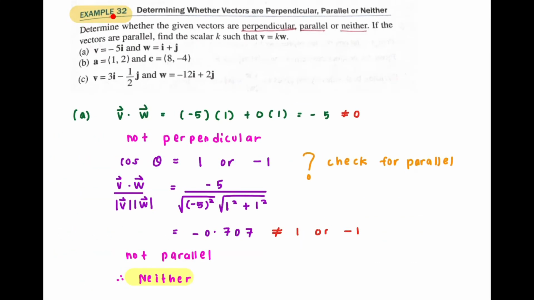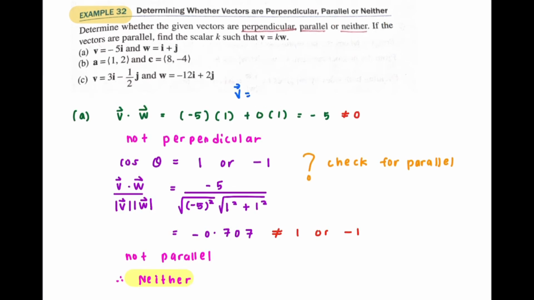Now let's see example 32. Determine whether the vectors are perpendicular, parallel, or neither. Let's see question A. You are given v is negative 5, 0, and w is equal to 1, 1. In order to determine whether it is perpendicular, parallel, or neither, we need to fill in the formula cos theta equals v dot w over magnitude v magnitude w.